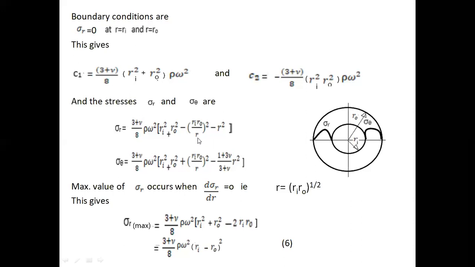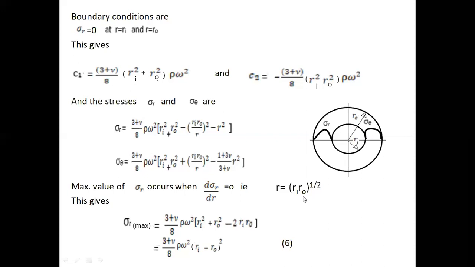This one is 1 by R square, and this is R square. So this will be minus 2, plus 2r cube into some constant minus 2r. So r will be root over ri ro. If you differentiate this, you will get r equal to ri ro to the power half, or root of ri ro.